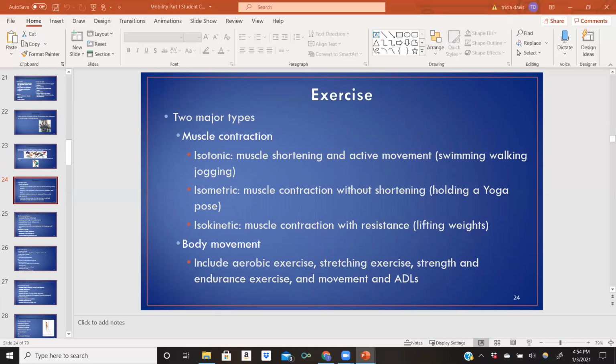Exercise can be categorized usually according to the type of muscle contraction that's involved, being isotonic, isometric, or isokinetic. So isotonic is muscle shortening and active movement. So you would see isotonic contraction in swimming, walking, and jogging. And you have isometric, which is muscle contraction without shortening. So holding a yoga pose is a good example of an isometric contraction. And then you have isokinetic muscle contraction with resistance. So that would be lifting weights. Then you have body movement, which includes aerobic exercise, stretching exercise, strength and endurance exercise, and movement and ADLs.